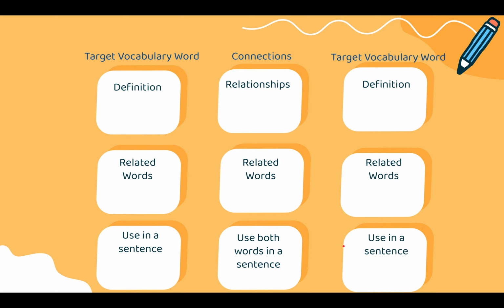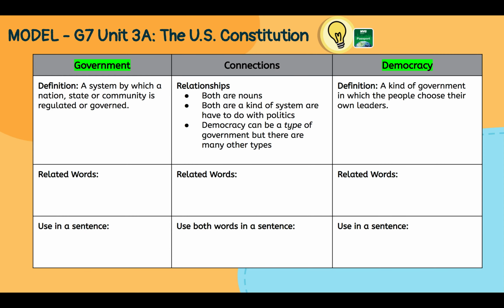So let's take a look at what this actually looks like in a live model. We're going to use Unit 3, the U.S. Constitution, as our exemplar. And we're going to use 2 words from that unit, government and democracy. Here, we see the definition of a government is a system by which a nation, state, or community is regulated or governed. In a democracy, the definition is a kind of government in which the people choose their own leaders.